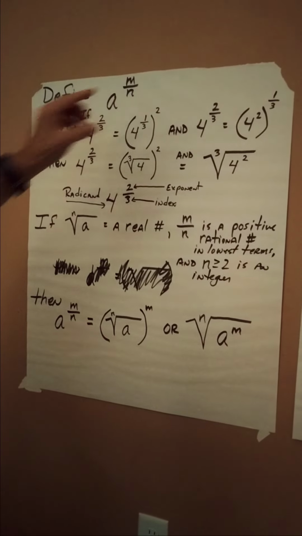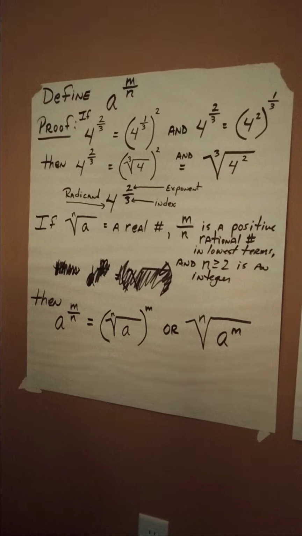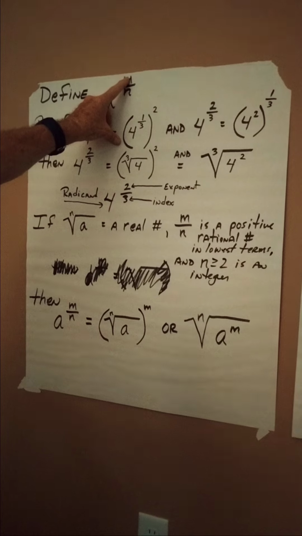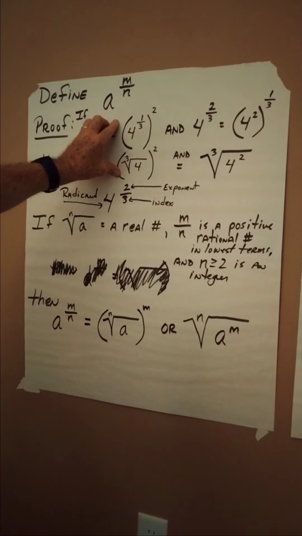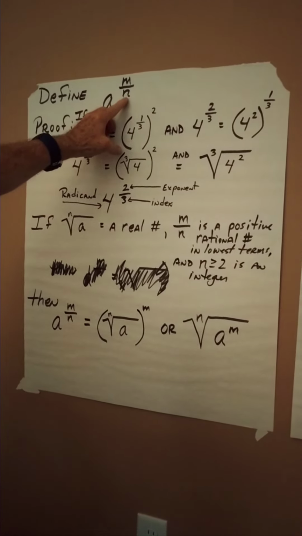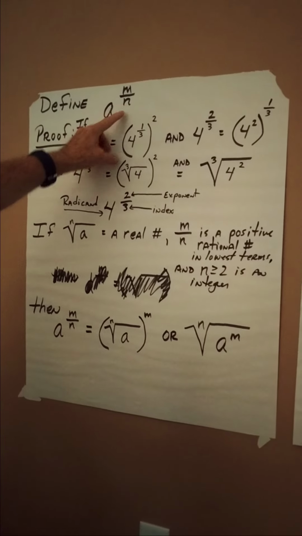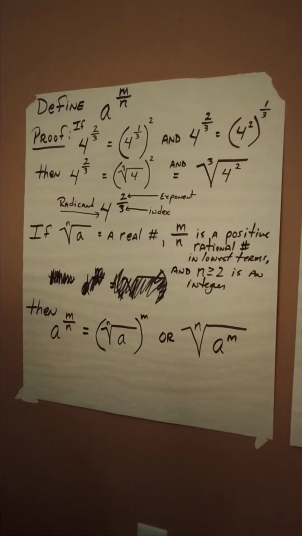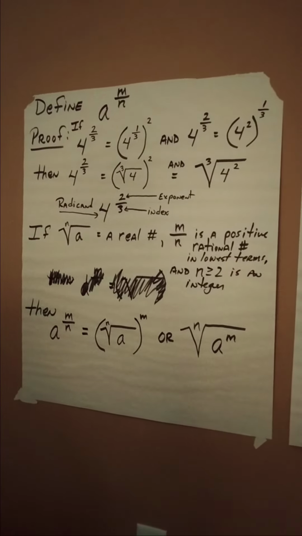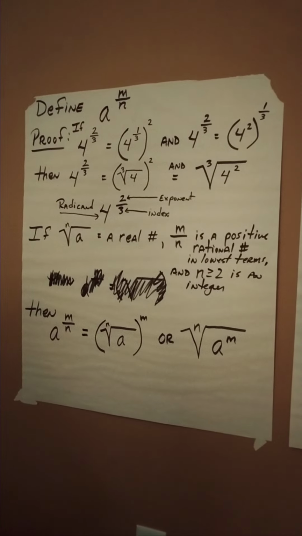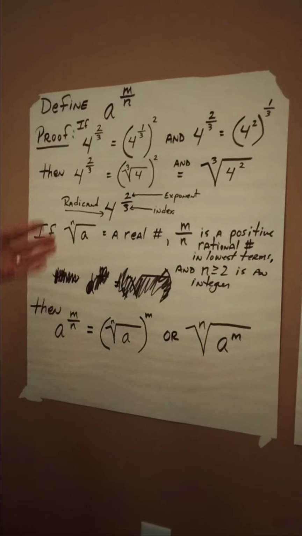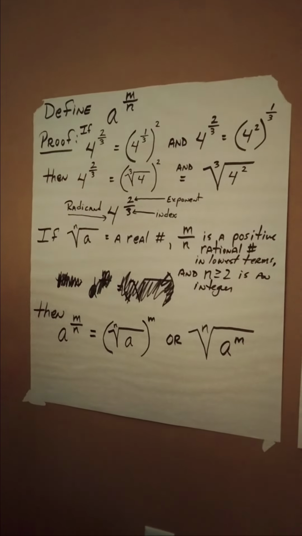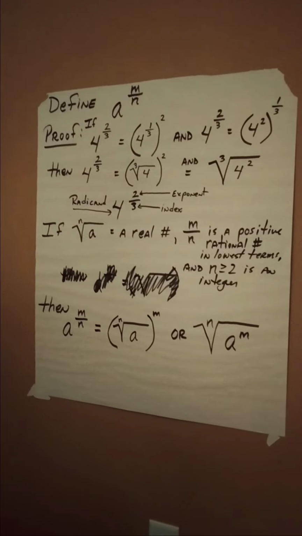The m, however, is not necessarily going to be 1. It's going to be some other positive integer, as we will see momentarily. N is still going to be our index. But in this definition, we're looking at where the rational exponent is a fraction with a numerator other than 1. We'll be looking at numerators that are integers other than 1. So let's look at a proof statement that's going to lead to something.